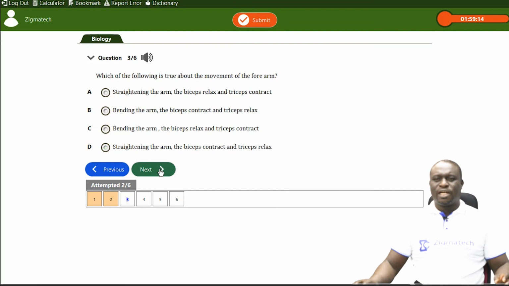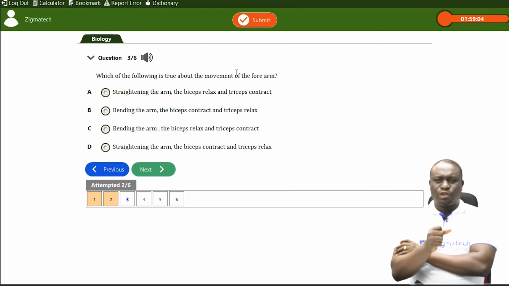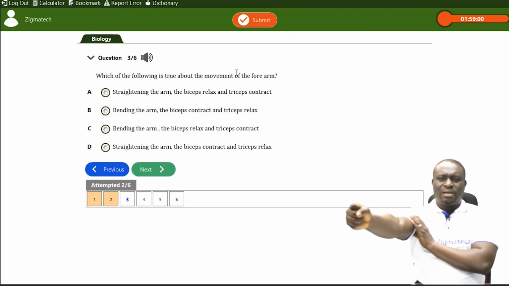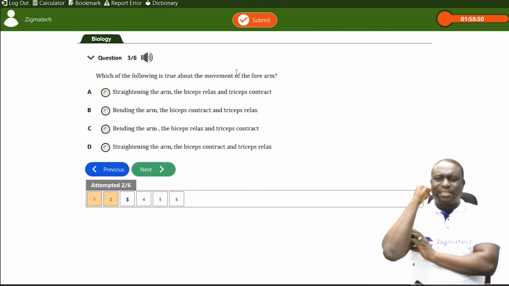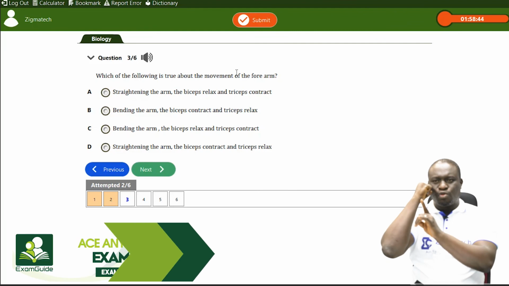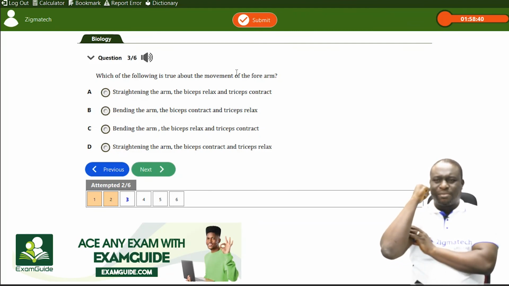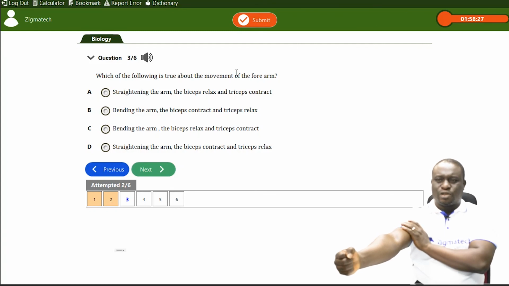And then finally, the next one is, which of the following is true about movement of the forearm? Option A says, straightening the arm, the biceps relaxes and the triceps contracts. Is it true? B, bending the arm, the biceps contracts and the triceps relaxes. C, bending the arm, the biceps relaxes and the triceps contracts. And D, straightening the arm, the biceps contracts and the triceps relaxes.